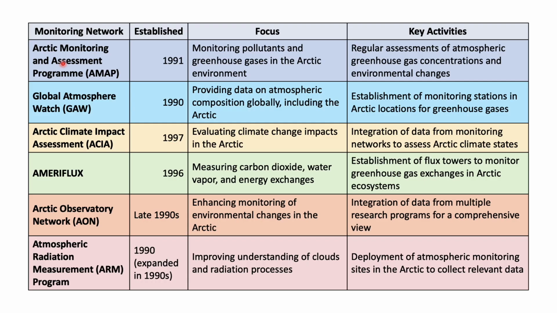And what are the different monitoring networks we talked about that are being carried out? One is the Arctic Monitoring and Assessment Program, AMAP, which was established in 1991. Here, they regularly assess the atmospheric greenhouse gas concentration and environmental changes. Then Global Atmosphere Watch has set up various monitoring stations in the Arctic for greenhouse gases. The Arctic Climate Impact Assessment basically integrates the data from monitoring networks to assess the Arctic climate changes.